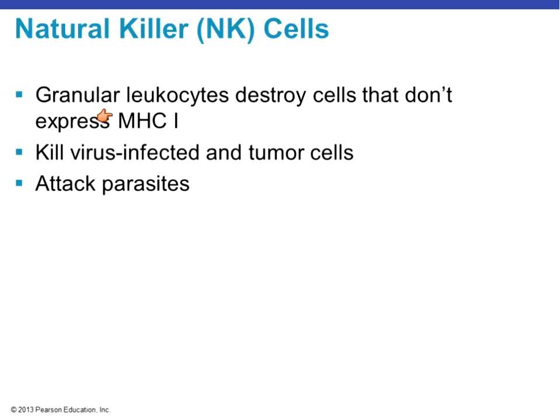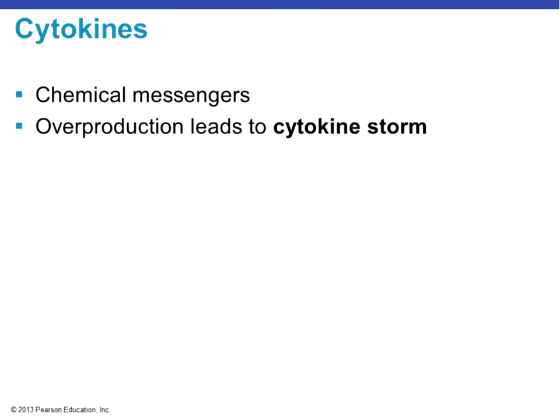Natural killer cells destroy cells that don't express the right MHC1 marker. So if I give you my cornea and you don't take immunosuppressive drugs, the cornea is the outer portion of my eye, or if I give you a kidney or whatever, I have different MHC1 protein markers on my cells than you do, so your body will have an immune response to it, and that will be in part the job of natural killer cells. They can also kill virus-infected cells or tumor cells simply because that MHC1 marker is not quite right, as well as attack parasites.